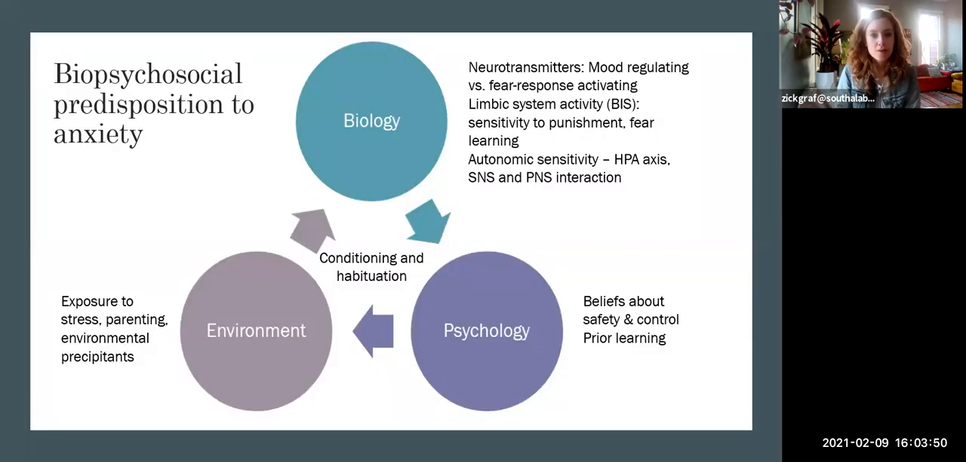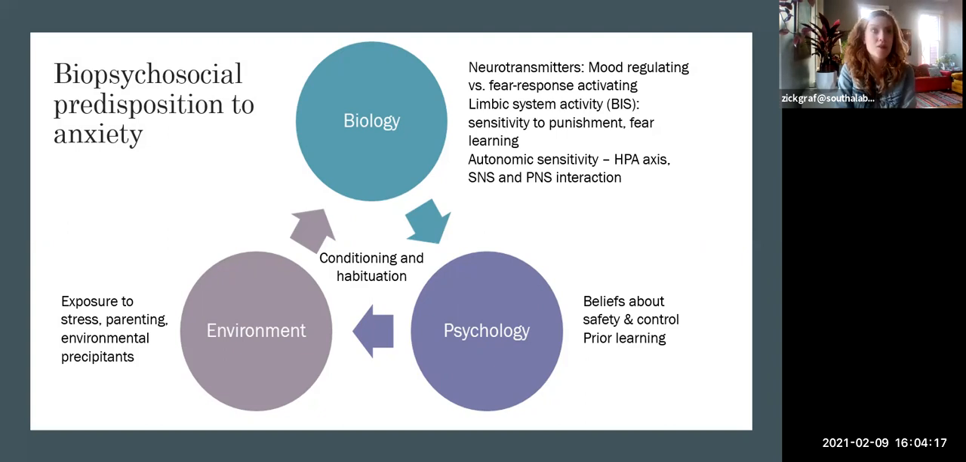So this is our biopsychosocial model of all the factors that can predispose someone to anxiety. These factors don't act independently of each other. They all interact. They have reciprocal interactions where each one influences the other and is influenced by the other. Conditioning and habituation, so differences in learning machinery, are in the middle of this network because they're strongly influenced by and basically inseparable from biology, psychology, and the environment.